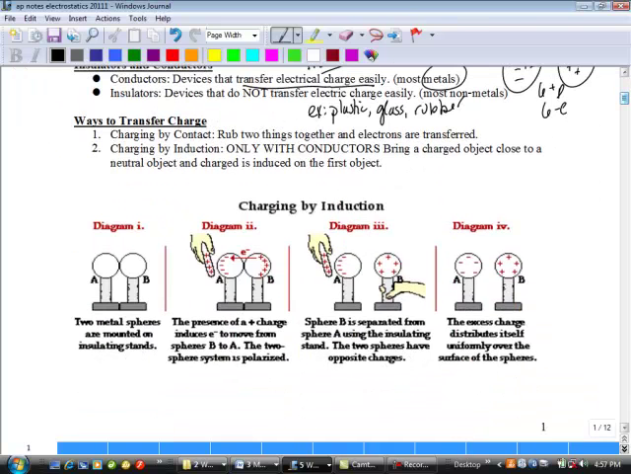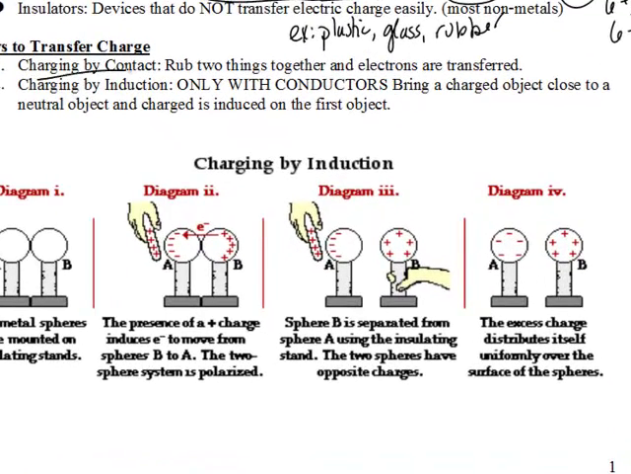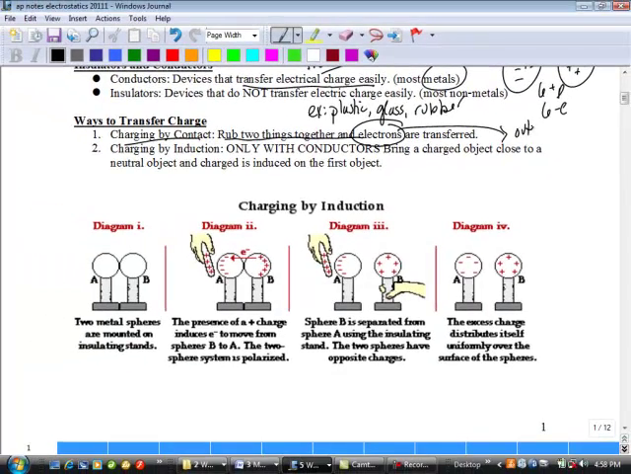There are 3 ways to transfer charge, and we did most of these in our lab last time I saw you. The first one is charging by contact. The first one is really easy. You rub 2 things together, and it's the electrons that get transferred. Why is it the electrons that get transferred? There's a couple of reasons. First of all, those electrons are on the outermost energy shell. They're far away from the nucleus, so they're able to be stolen easily.